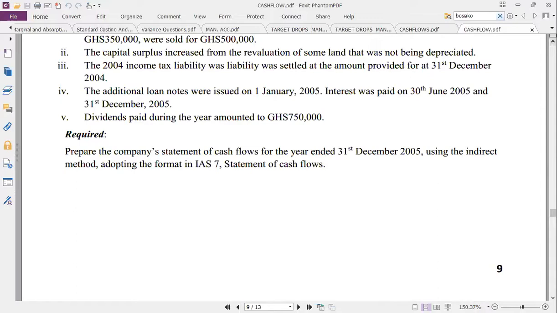Prepare the company statement of cash flow for the year ended 31st December 2005 using what? The indirect method. Adopting the format of what? IAS 7. In accordance with what? IAS 7 statement of cash flow. So can you use the format provided? Great. So that is it.